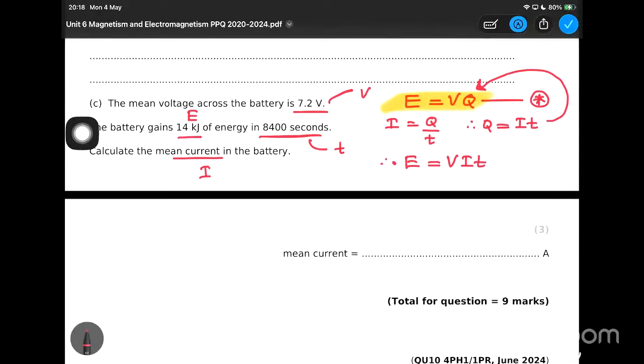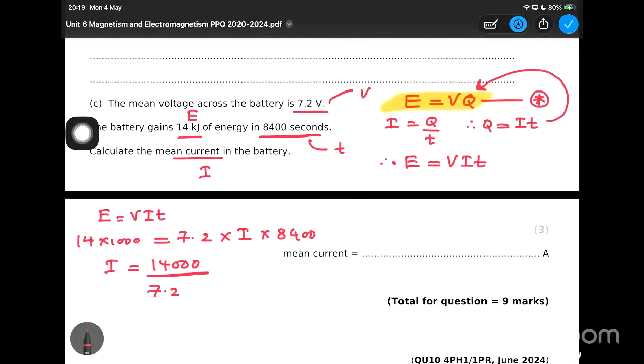So here our equation is E equals VIT. The energy is 14, but given in kilojoules, so I'm going to convert that into joules. 14,000 equals voltage 7.2 multiplied by current, which is to be calculated, and time 8,400 seconds, right? So the current value will be equal to 14,000 divided by 7.2 into 8,400.